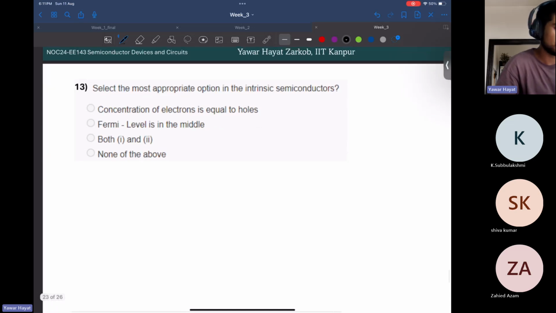What about this one? You need to select the most appropriate option in the intrinsic semiconductors. What is the most appropriate one?